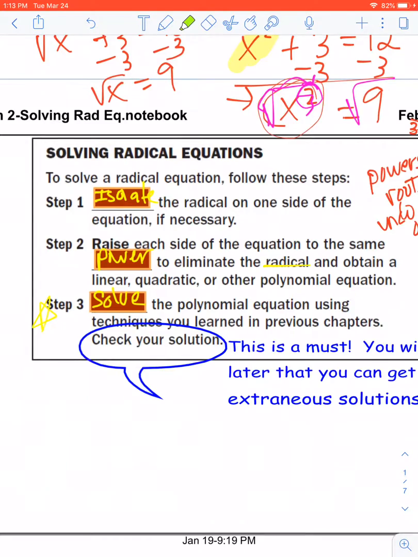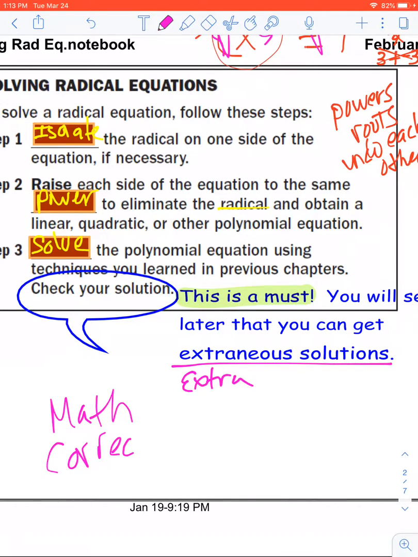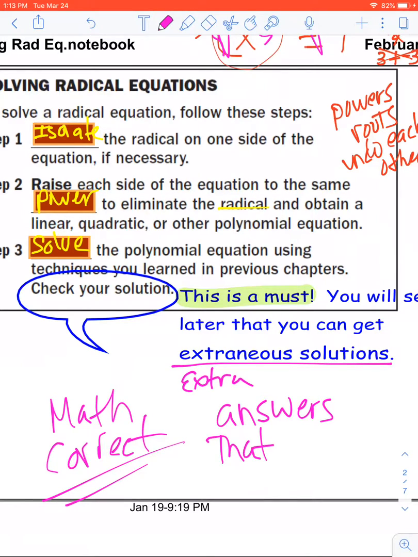Last but not least, and I cannot stress this, this is a must. Friends, you are going to have to check your answer. Why? Because you can get what are called extraneous solutions. The word extra is in that word. You can do all of your math completely correct, and you just end up with answers that don't work.